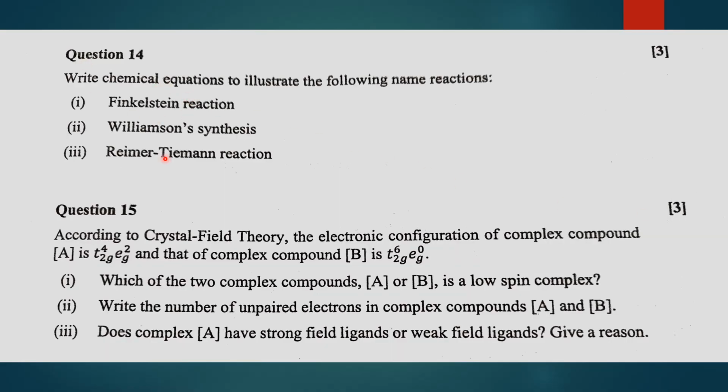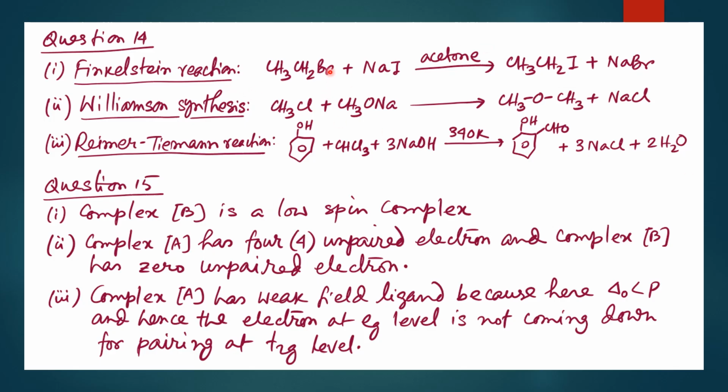Now question number 14, simply you have to give the balanced equation, and then this question related to CFT of octahedral complex. So these are the balanced equations. You can take any alkyl bromide, or even if you wish you can take alkyl chloride also, then also Finkelstein reaction will take place. And here acetone, the solvent, is a must. For Williamson synthesis, similarly you can take any suitable alkyl chloride or alkyl bromide with sodium alkoxide. And this is the Reimer-Tiemann reaction, the balanced reaction for Reimer-Tiemann reaction. There is another variety, with CCl4. In that case, you will get COOH, that is the salicylic acid.